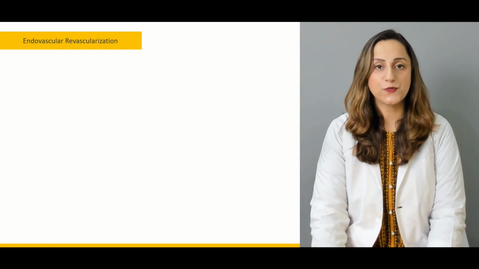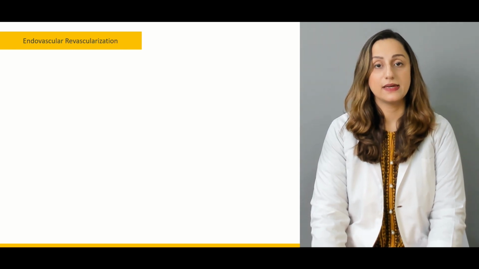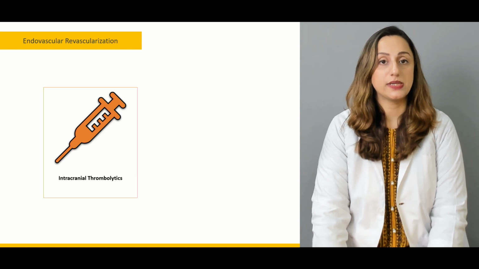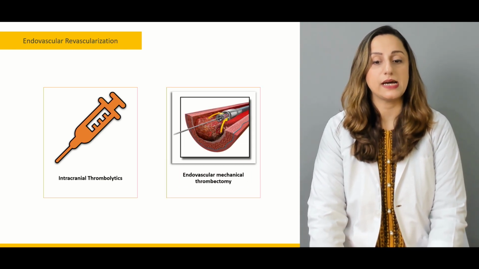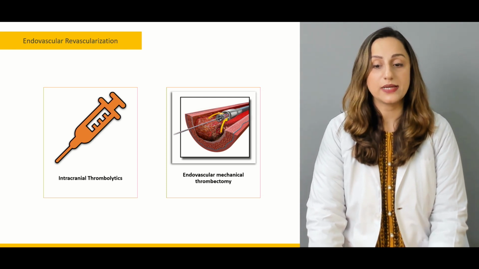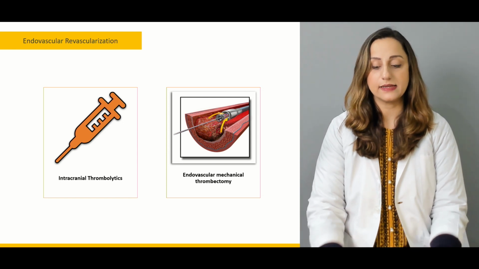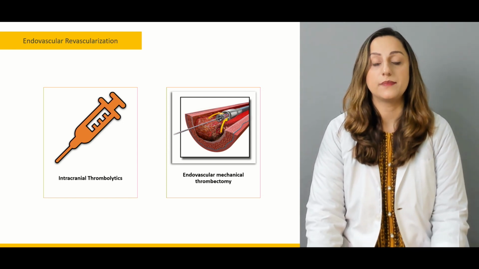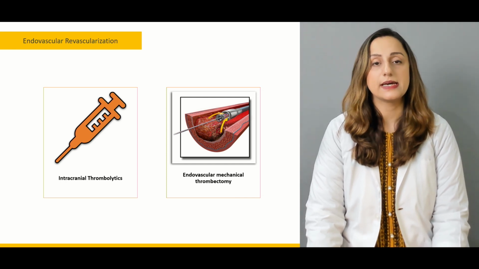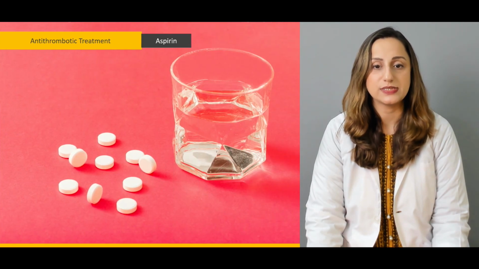Now we can also perform endovascular revascularization by these surgical techniques. We can perform intracranial thrombolytics in a patient. We can also perform the stenting techniques by endovascular mechanical thrombectomies. So all of these mechanical and surgical methods are the invasive varieties of treatment that are usually employed these days for the treatment of ischemic stroke in patients.